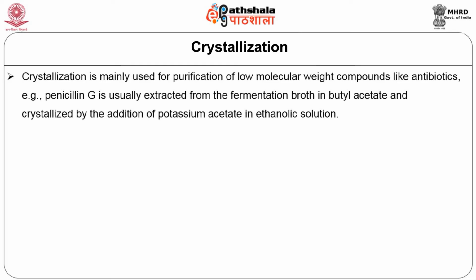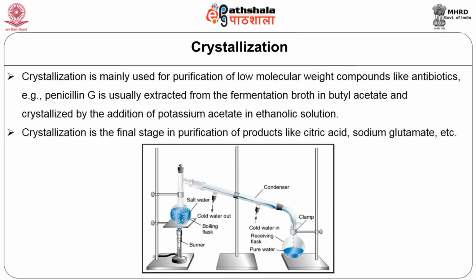Crystallization is mainly used for purification of low molecular weight compounds like antibiotics. Example, penicillin G is usually extracted from the fermentation broth in butyl acetate and crystallized by the addition of potassium acetate in ethanolic solution. Crystallization is the final stage in purification of products like citric acid, sodium glutamate, etc.